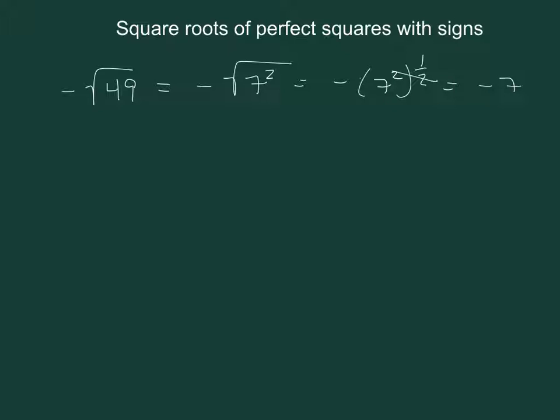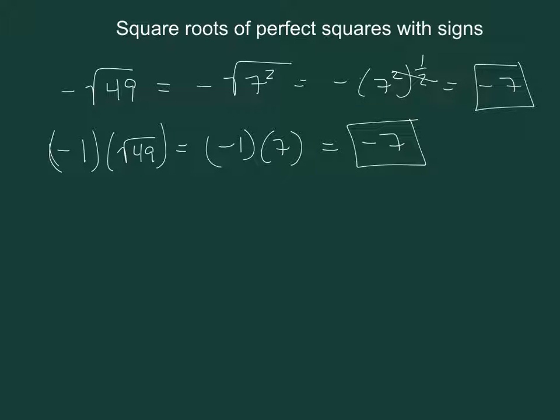The other way you can look at this is that this is negative 1 times the square root of 49, and you know that the square root of 49 is equal to 7, and so negative 1 times 7 is negative 7. So in both cases, that's how this works.